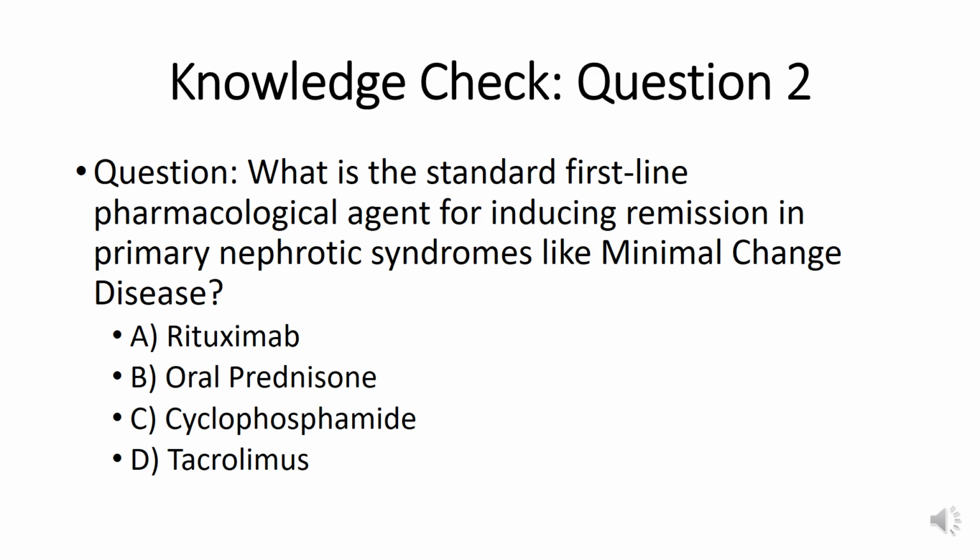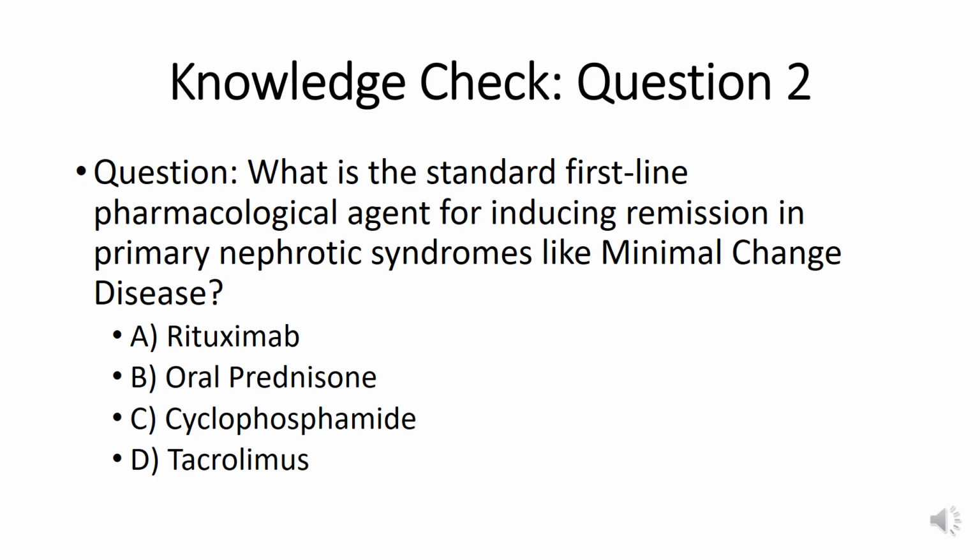Because of this excellent response rate, corticosteroids are considered the initial therapy of choice. Now let's examine the other options. Rituximab is a monoclonal antibody directed against CD20-positive B lymphocytes. It is generally reserved for patients with frequent relapses, steroid dependence, or steroid-resistant disease. It is not usually the first medication prescribed.